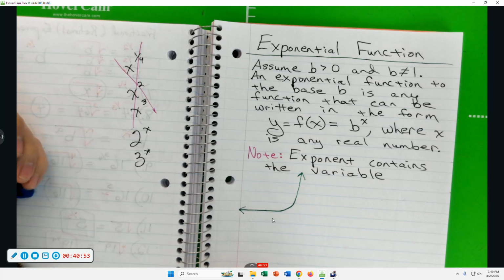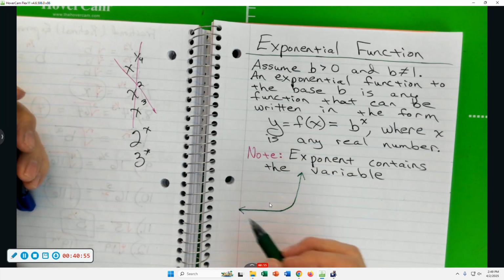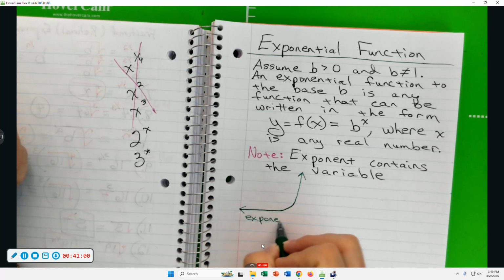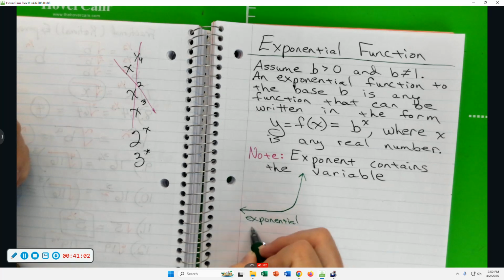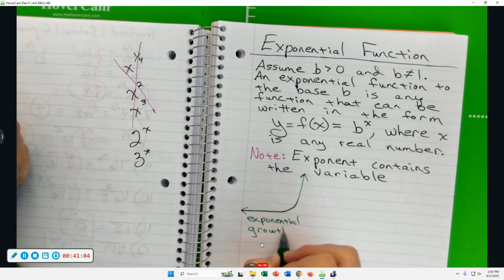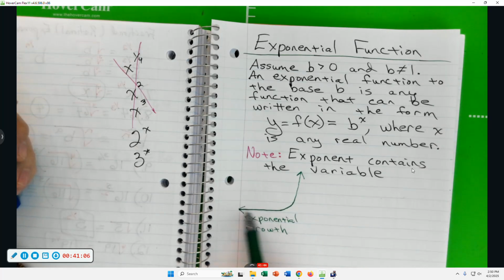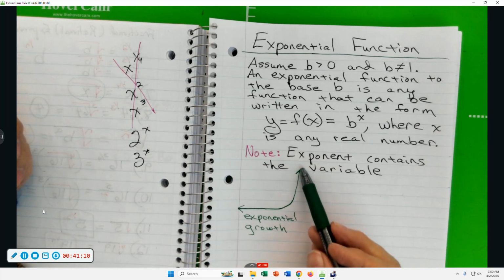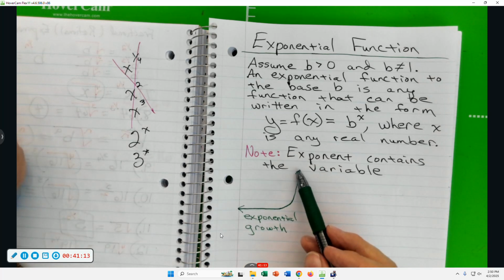But this is an example. This graph is the standard shape of exponential growth. You have one side extremely flat, almost horizontal. The other side extremely steep, almost vertical.